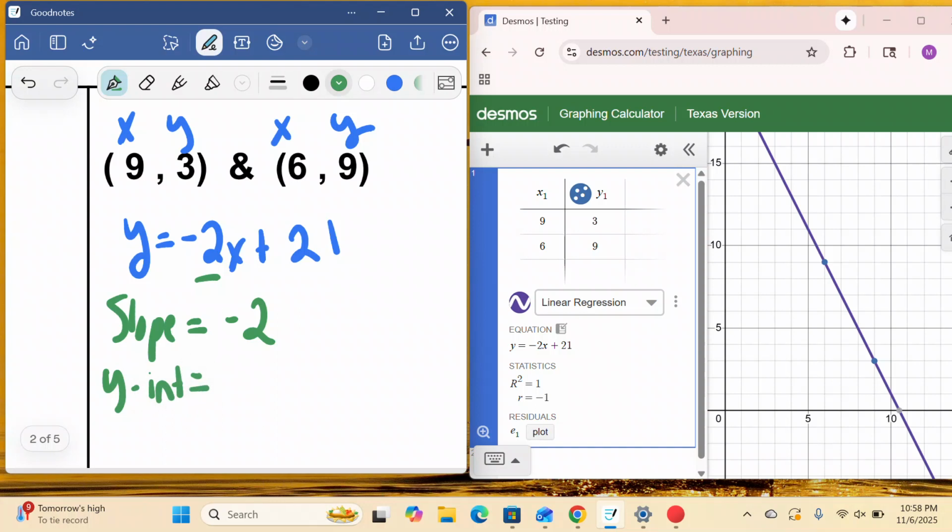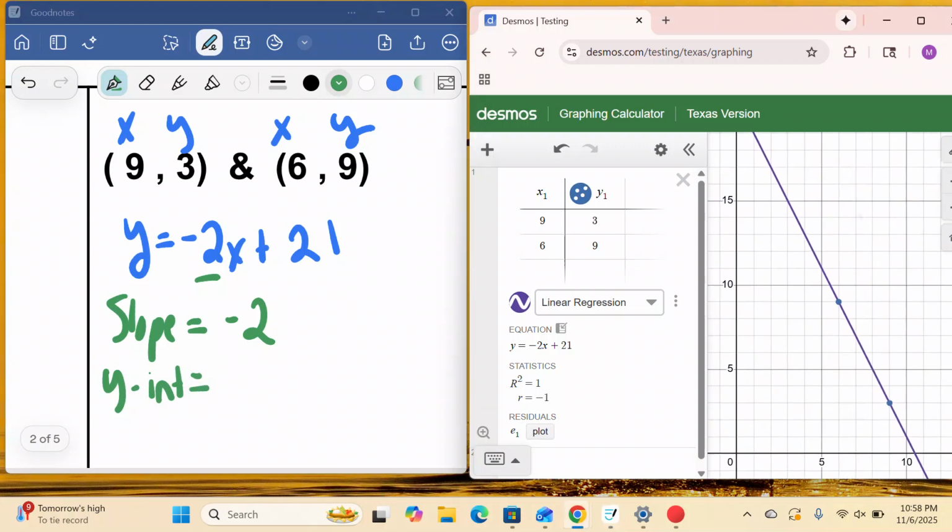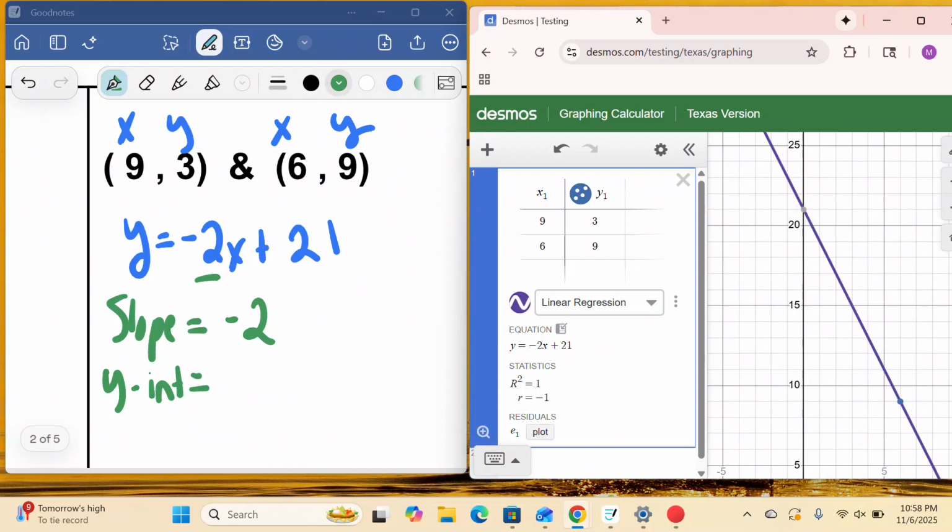So the y-intercept: where does this line cross the y-axis? I click on it and it will stay as a point. So my y-intercept is 0, comma 21, or just 21 being your y-intercept.